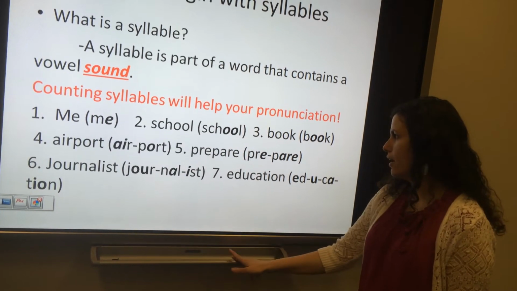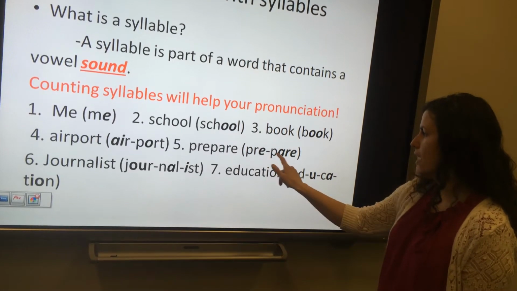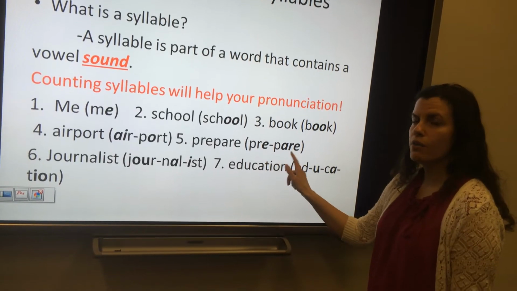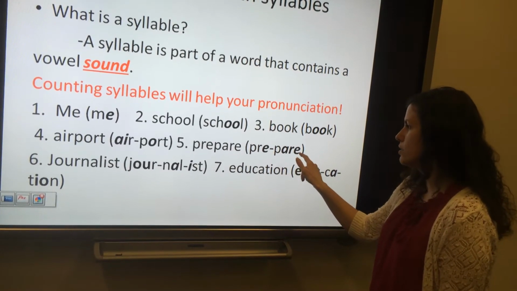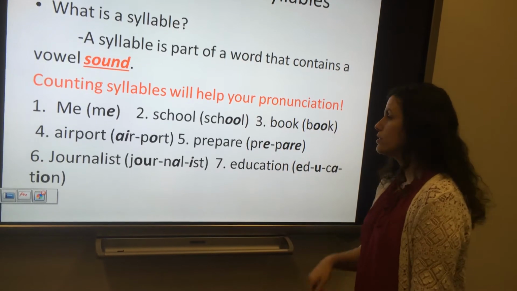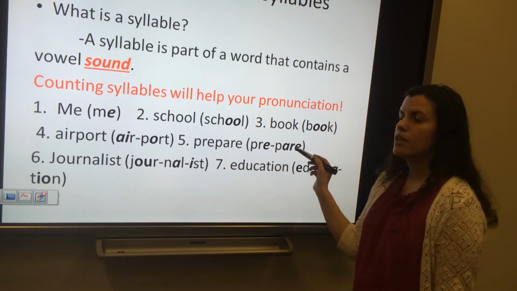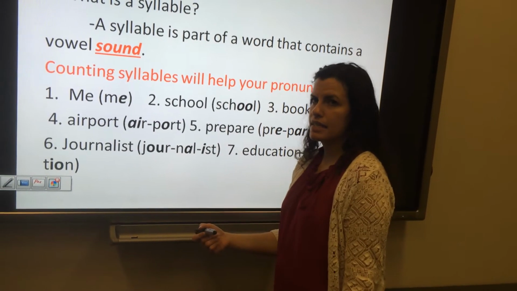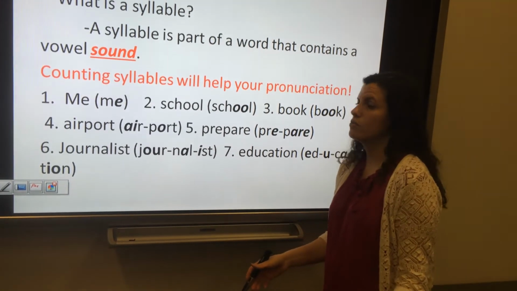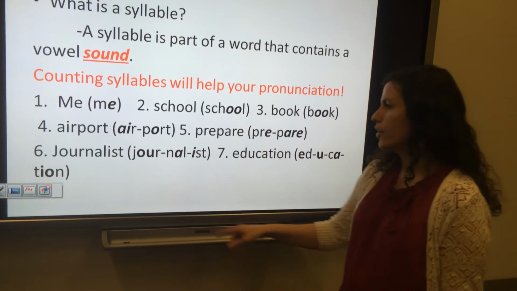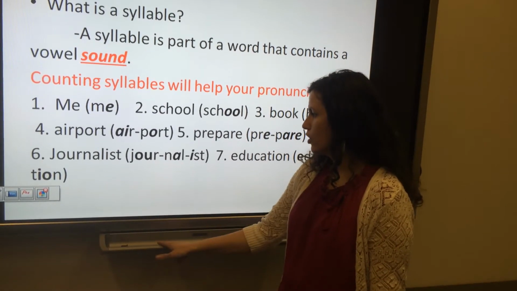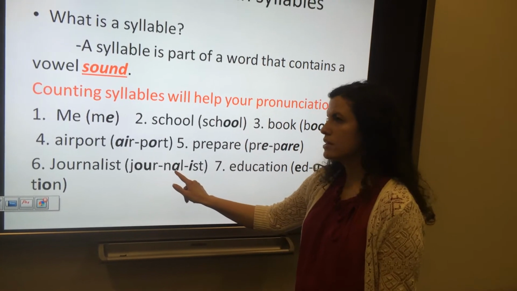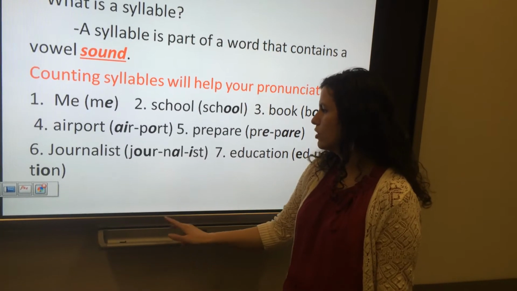Prepare, prepare. The E and the A-R-E make 2 different vowel sounds. Even though there's 3 vowels, they only make 2 sounds. You're going to find that very often in American words. When you put certain vowels together, only one of them makes a sound, or they make completely different sounds. Here's a longer word, journalist, journalist. The OU is one sound, the A is one sound, and the I is one sound. Journalist.